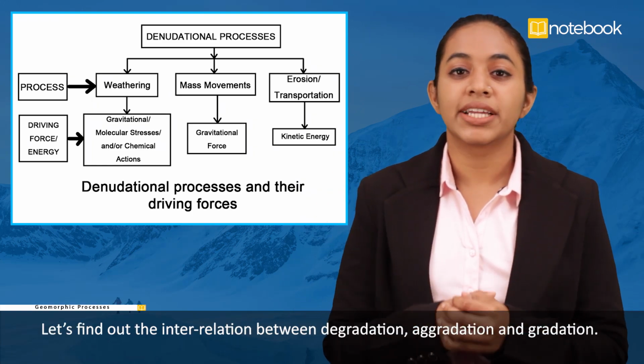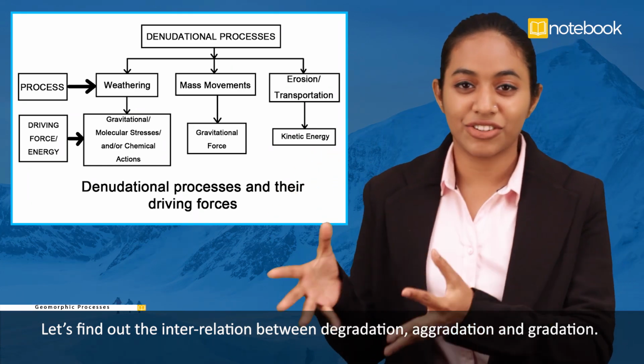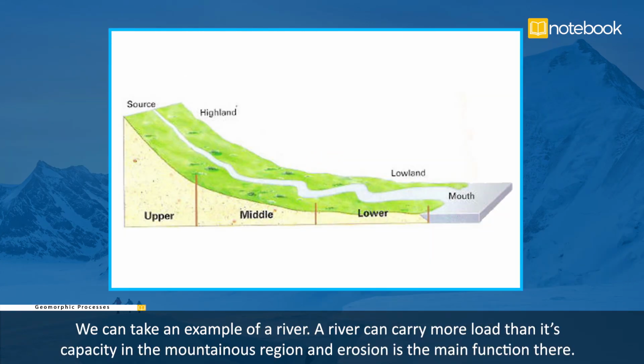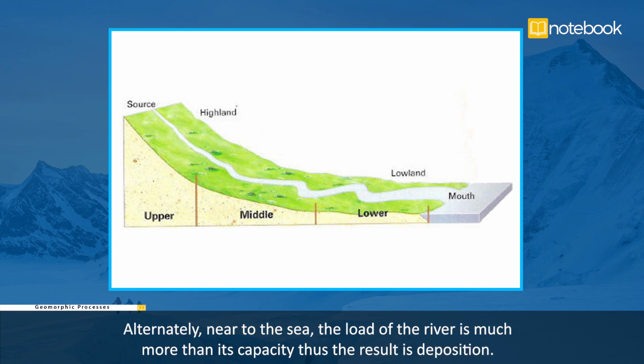Let's find out the interrelation between degradation, aggradation, and gradation. We can take an example of a river. A river can carry more load than its capacity in the mountainous region, and erosion is the main function there. This leads to degradation of the surface area. Alternately, near the sea, the load of the river is much more than its capacity. Thus, the result is deposition.